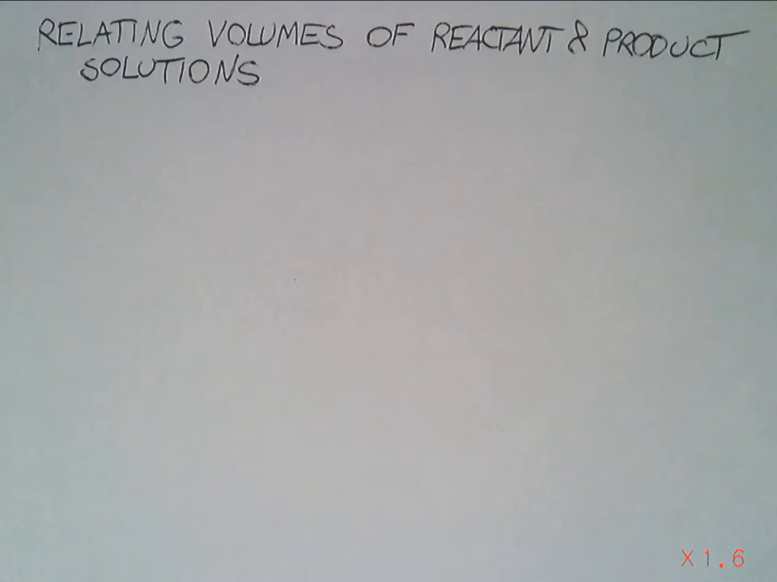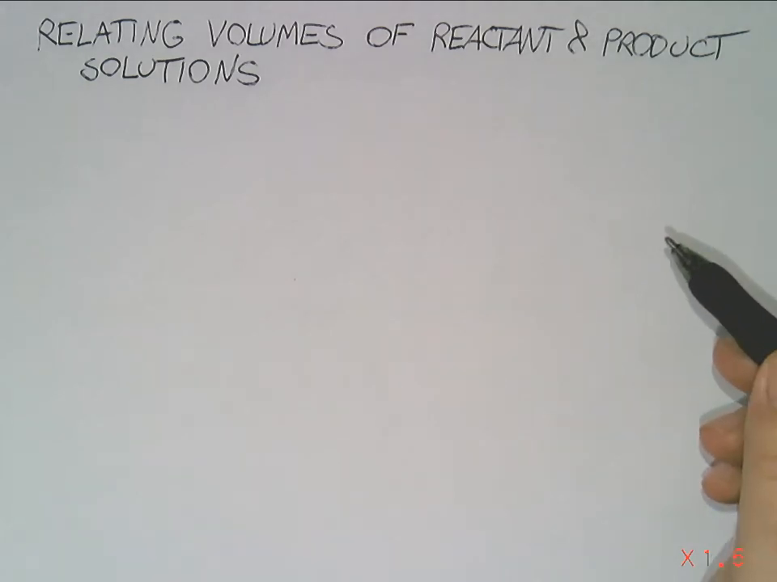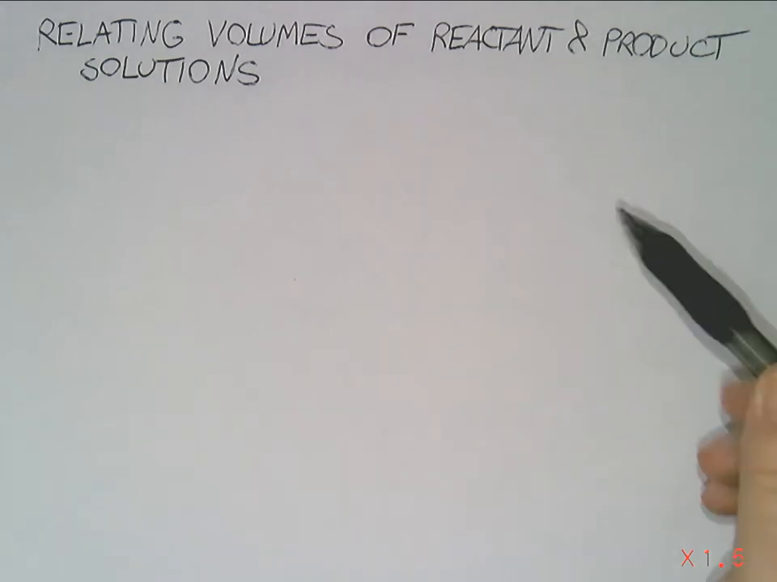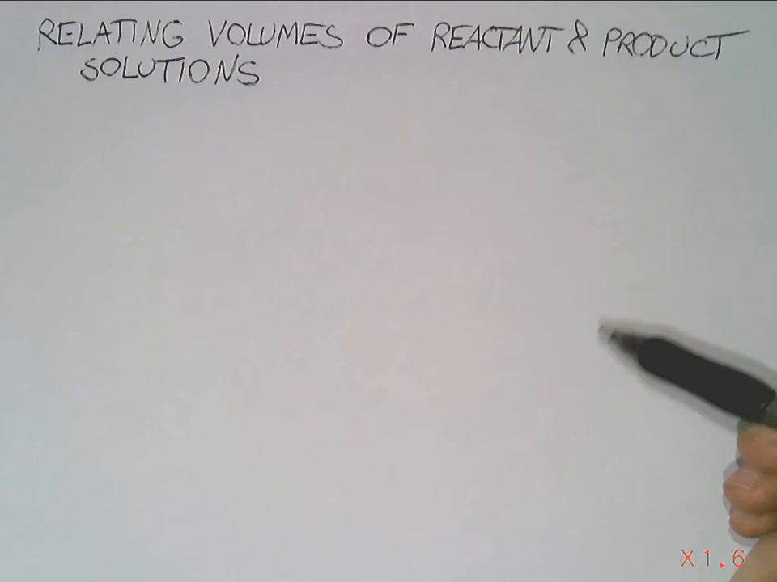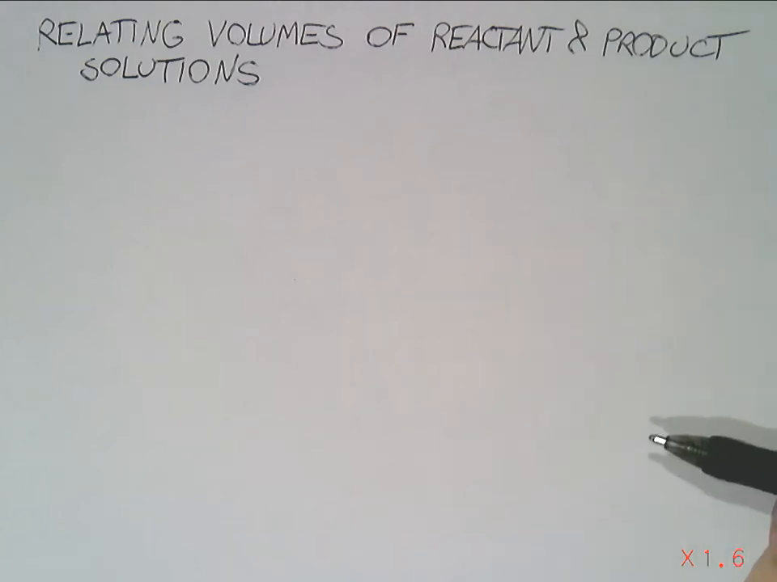In chemistry, we're often dealing with reactions in solution. So we can use the tricks that we've learned in the last two videos to relate the volume of a reactant solution with the volume of a product solution, or we can figure out what volumes of two reactant solutions we need to mix in order not to waste any ingredients in the reaction.